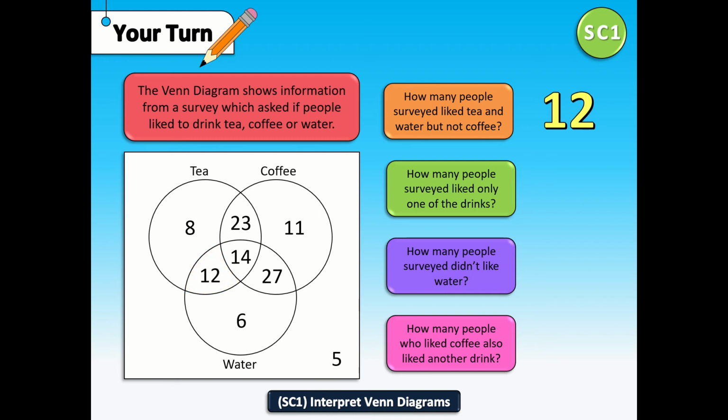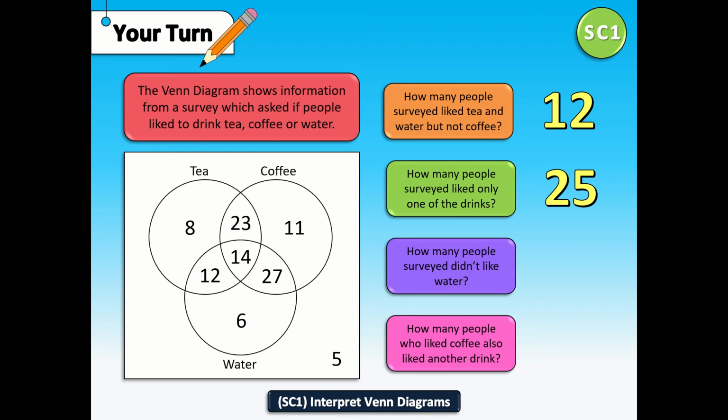How many people surveyed liked only one of the drinks? So that's people who only liked tea, who only liked coffee, and who only liked water. So that's 8 plus 11 plus 6, so that's 25.